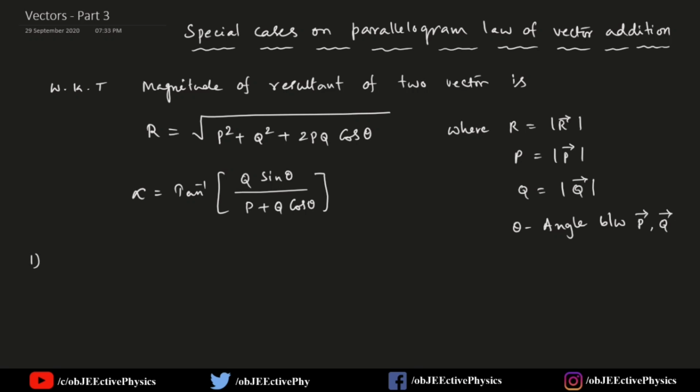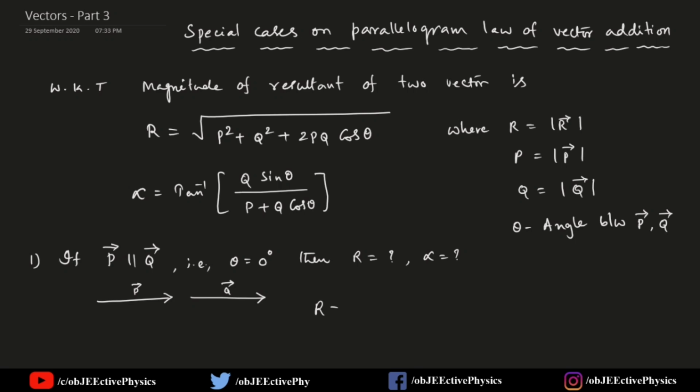Now the first case: if P bar is parallel to Q bar, that is, the angle between P bar and Q bar is equal to 0, then what happens to the magnitude of the resultant and the direction of the resultant, R and alpha? See, let us take P bar and Q bar acting in the same direction. P bar is a vector and Q bar is another vector.